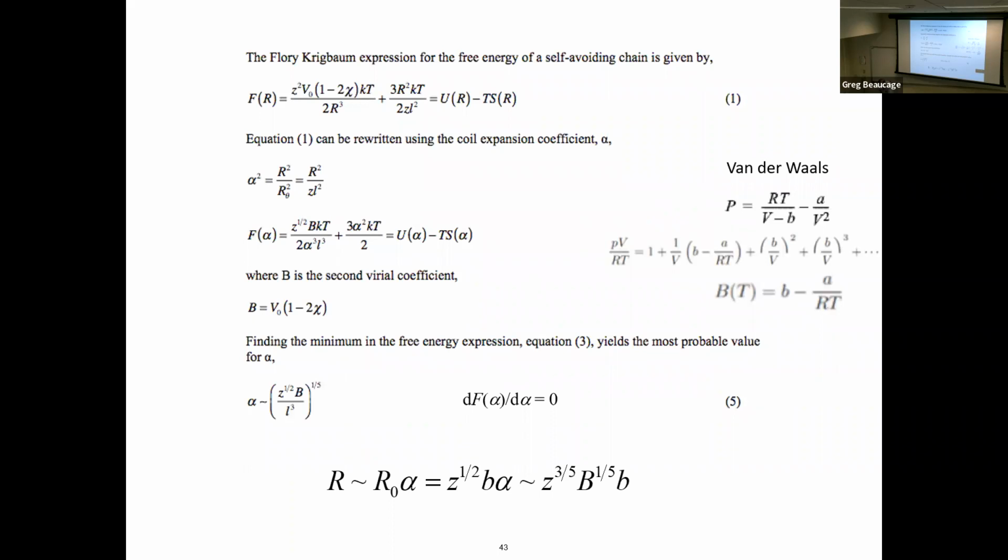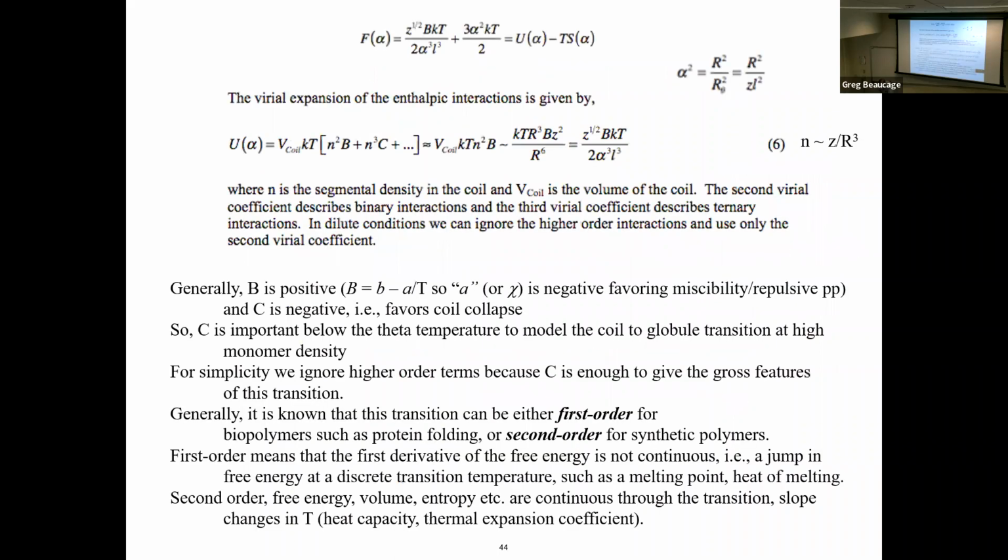So he's got B as this, and he's going to add in this C term to deal with when things get crowded, right? So this is the idea of B and C. So B, he says, is positive. So B positive means A is negative. A is an attractive potential, so A negative is a repulsive potential, right? So if you have a negative chi, it means you're driving to miscibility. So if B is positive, it's driving towards miscibility. That's the idea. And then he says C is negative.